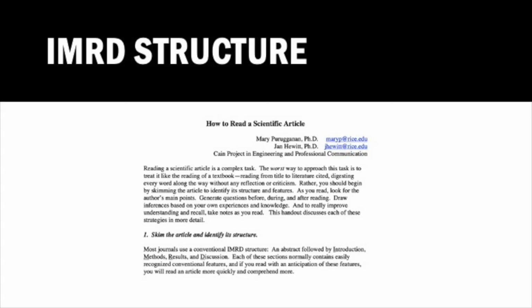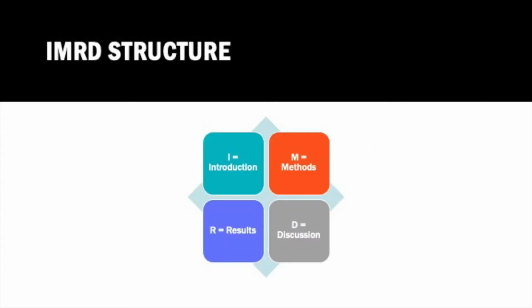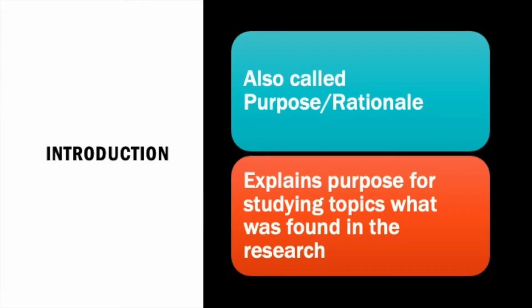For today's video, I will be using How to Read a Scientific Article by Peruganen and Hewitt. They explain the IMRD structure of the research process. This structure includes the introduction, the methods, the results, and the discussion. The introduction can also be classified as a purpose and rationale for the research study. It explains why the researchers decided to study this topic.